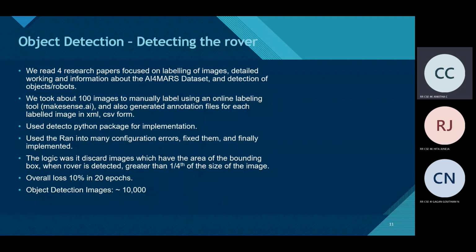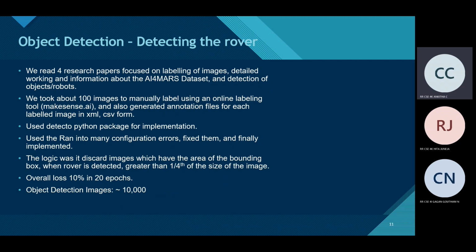In object detection, we read around four research papers that focused on labeling these images, and also the working and information about the AI4Mars dataset, along with detection of the rovers. We took around 100 images to manually label them using an online labeling tool called MakeSense.ai, and generated annotation files for these labeled images in XML and CSV form. We used the Detectron Python package for the implementation of the model. When we ran it, we went through many configuration errors, fixed them, and finally we could get the output.